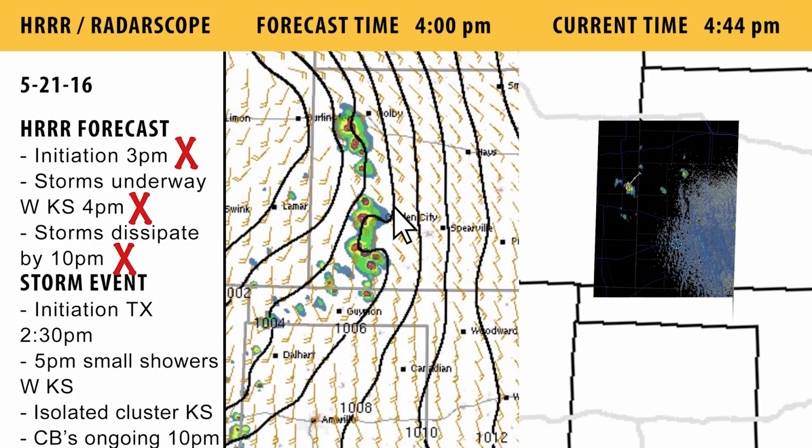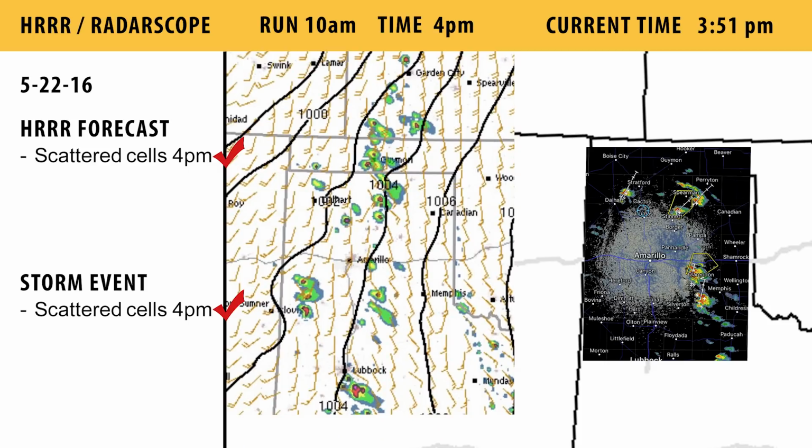All right, so here's a comparison of a run for 4 p.m. and what actually happened. You can see that didn't handle that particular event so well. Okay, so now we're going to breeze through the next couple of days just to show you a comparison of a 10 a.m. run, 4 p.m., what actually happened at 4 p.m. So the HRRR is telling us there's going to be some, it looks like cells, maybe mixed modes. And then here we've kind of got that. The areal coverage might not be exactly the same, but still a pretty good job.